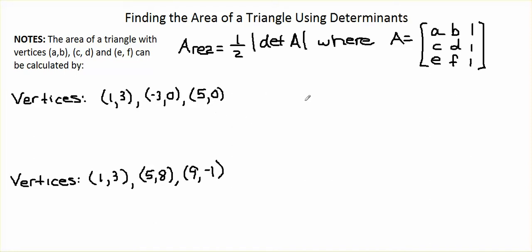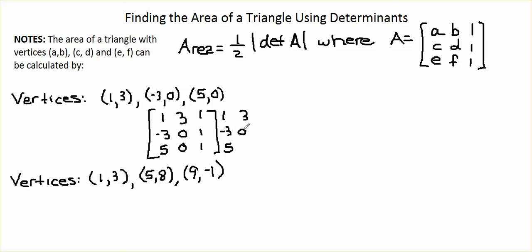So let's go ahead and find the area of a triangle that has these three vertices. The very first thing we need to do is build our matrix A. Our matrix A is built by putting in our vertices into our matrix: 1, 3, negative 3, 0, 5, 0, and then filling in our last column with all ones. And remember, when we're finding a determinant of a 3 by 3, we copy the very first columns down: 1, negative 3, 5, 3, 0, 0.